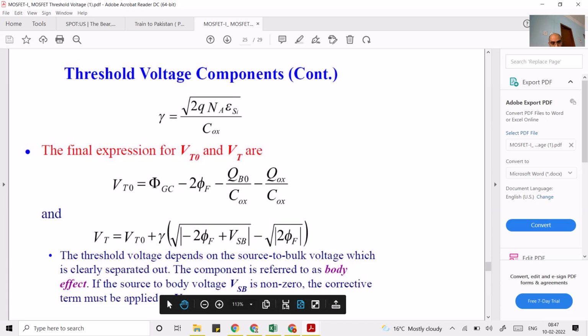In this equation, if you make VSB equal to 0, that is, if you make the body voltage 0 again, then you will see that Vt becomes equal to Vt0, because this particular part reduces to 0.